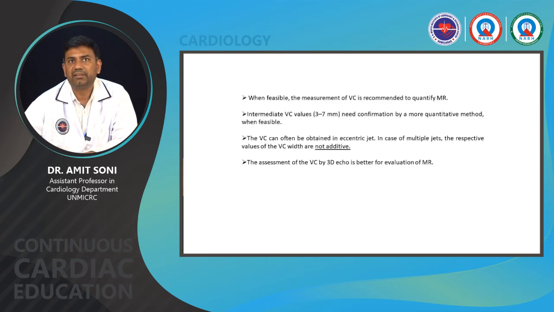When feasible, measurement of the vena contracta is recommended to quantify mitral regurgitation. An intermediate vena contracta value of 3 to 7 mm needs confirmation by a more quantitative method when feasible. The vena contracta can often be obtained in an eccentric jet. In case of multiple jets, the respective values of the vena contracta width are not additive. Assessment of the vena contracta by 3D is better for evaluation of mitral regurgitation.